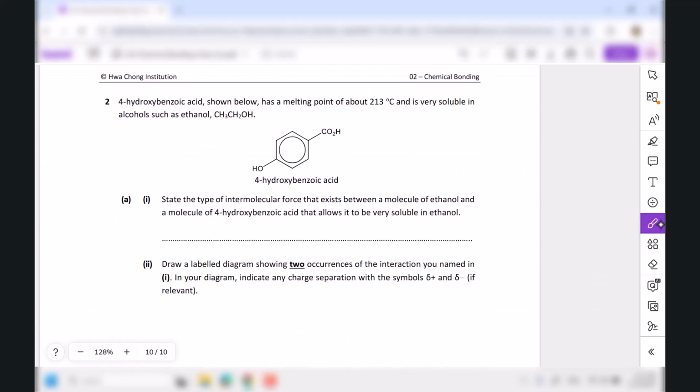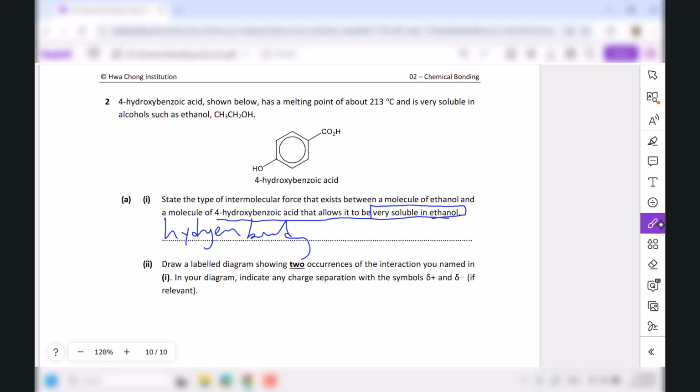Question 2, you have 2 hydroxybenzoic acids. So given the structure here, melting point quite high at 213 degrees Celsius. So very soluble in alcohols. So the question asks you to state the type of intermolecular forces that exist between a molecule of ethanol and a molecule of 4-hydroxybenzoic acid that allows it to be very soluble. So the focus is very soluble. So the highlight is hydrogen bonding.